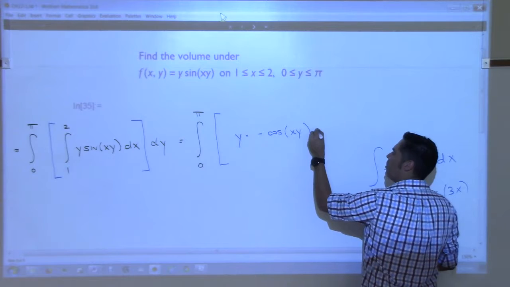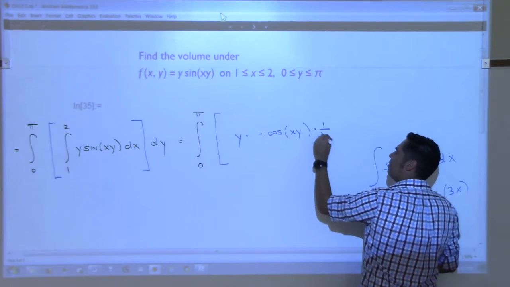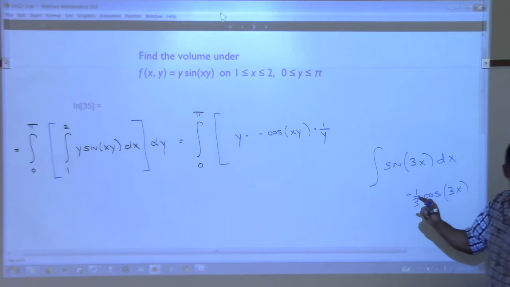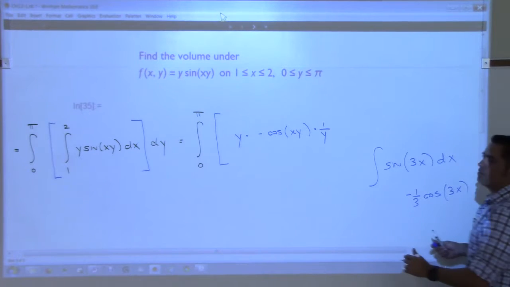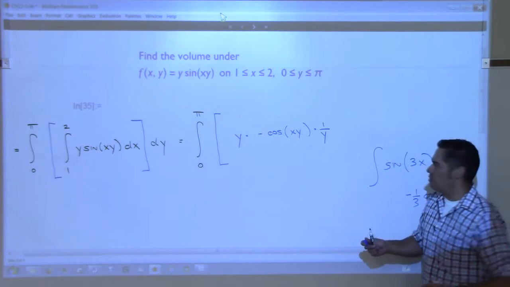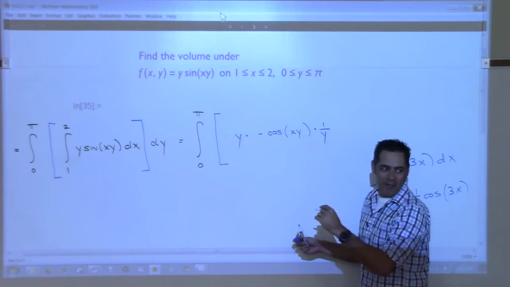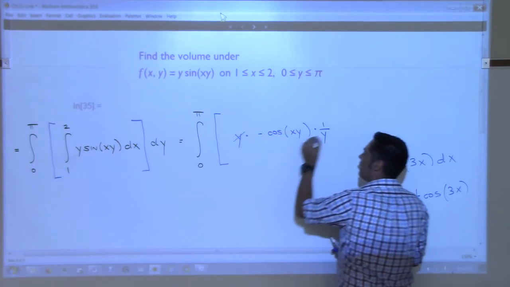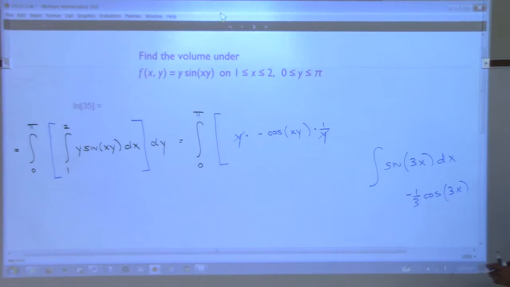Over x. 1 over y, because y is the constant in the problem. Oh, doesn't the y go away then? Then the y's are going to cancel. You had already canceled the y's. Okay, so I didn't want to jump that far. Okay, so these y's are going to cancel, all right?